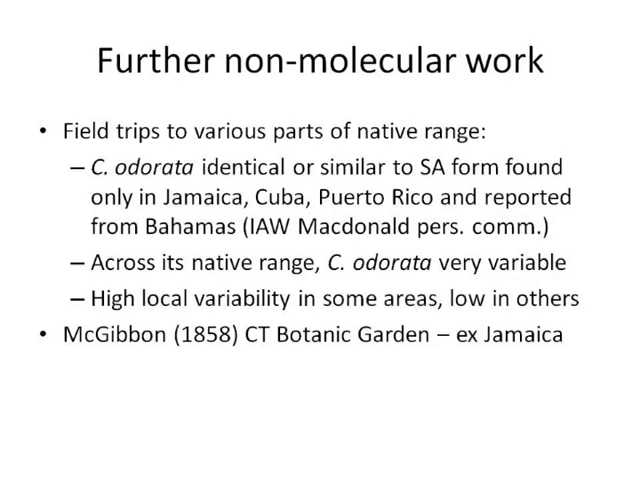Then a bit more non-molecular work was done, and there were various field trips done all over the native range of Chromolaena. They found Chromolaena odorata that was identical to our South African Chromolaena odorata morphologically, and others that were very similar to the South African form, in Jamaica, Cuba, Puerto Rico, and there's a record of it from the Bahamas. But it's also important to note that lots of other types of Chromolaena were found in these places. And it's very, very variable across its native range.